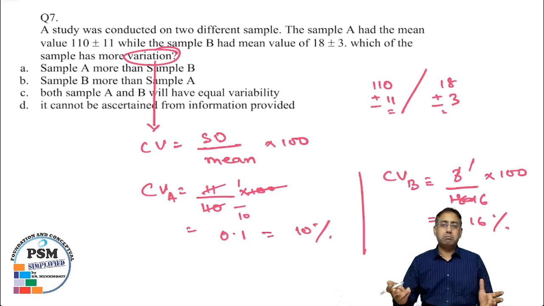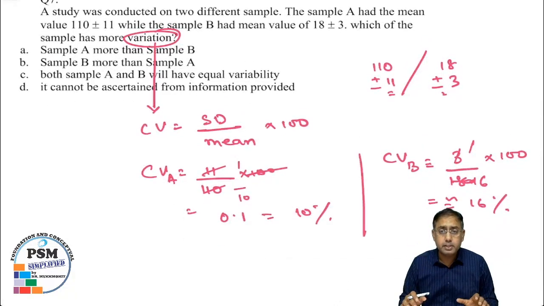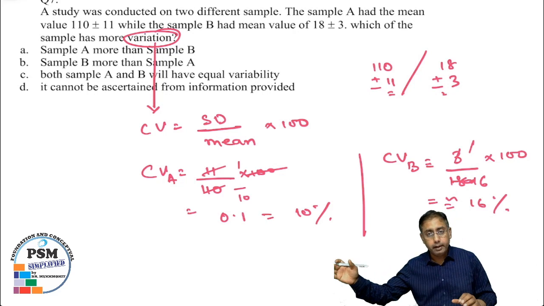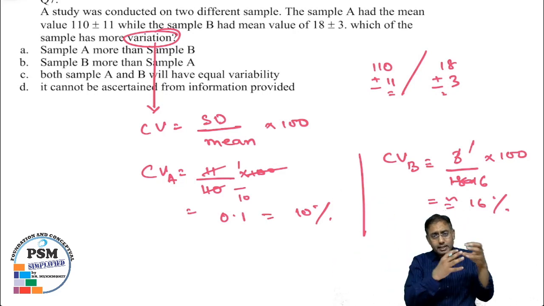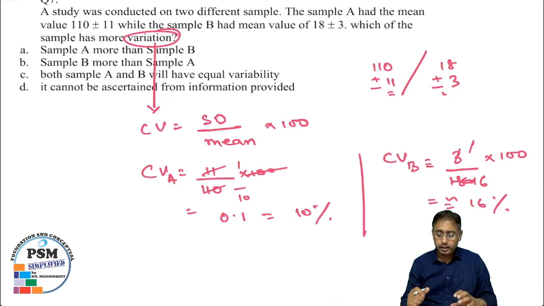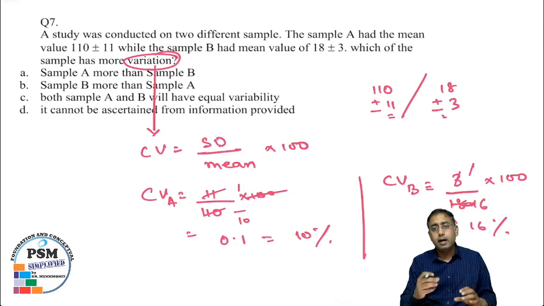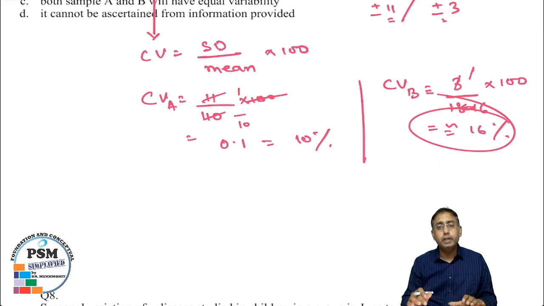So what do you think? Coefficient of variation is more with which sample? The coefficient of variation is more with sample B as compared to sample A. So this B sample varies a lot. This A sample is closely knit. That is what it means. So does sample A have more variation or sample B? Sample B has higher variation. Why? Because it has a coefficient of variation of 16%.